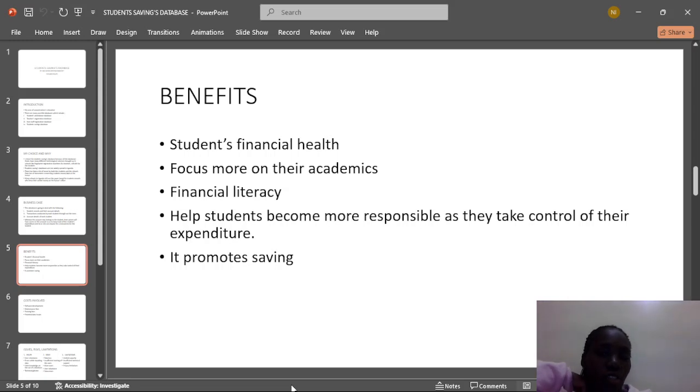Then financial literacy. When money is kept there, a student will be engaged to know how their money would be spent, so this gives them a sense of responsibility for the future. It also helps students become more responsible as they take control of their expenditures. Then it promotes savings, as students are able to divide their money accordingly throughout the term.